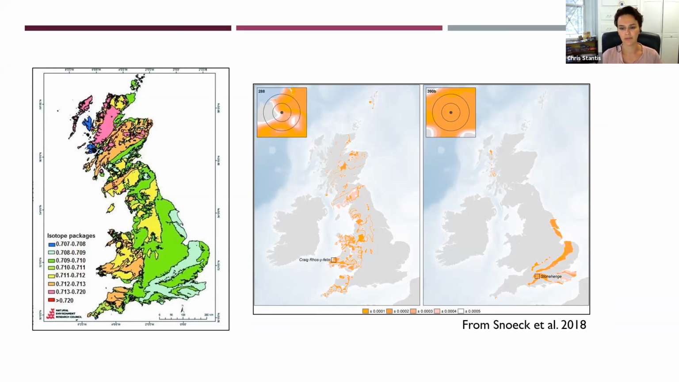So this paper by Snook et al. is one that I particularly like, where they looked at individuals from Stonehenge and were able to confidently say who was local and non-local and what range of areas within Great Britain could have matched different strontium values. So that's what you can do with a really good strontium baseline.